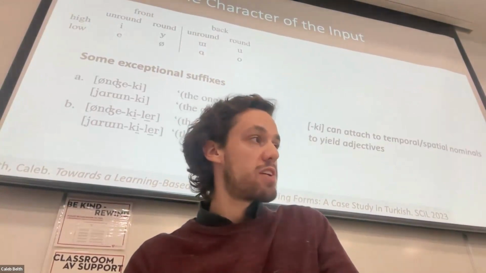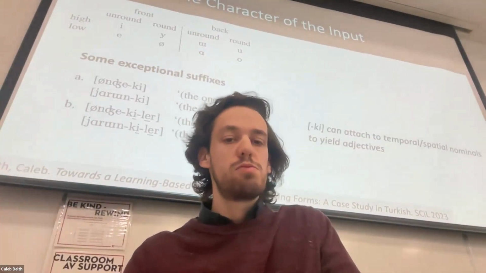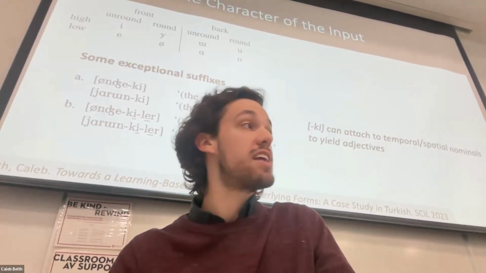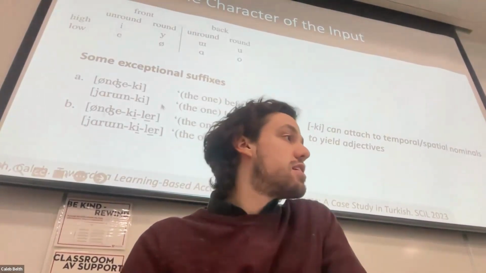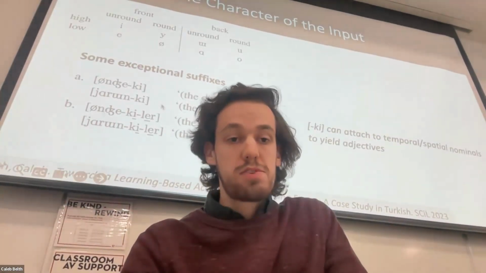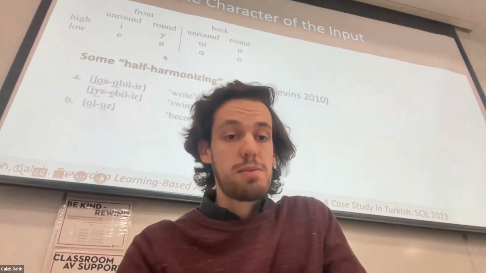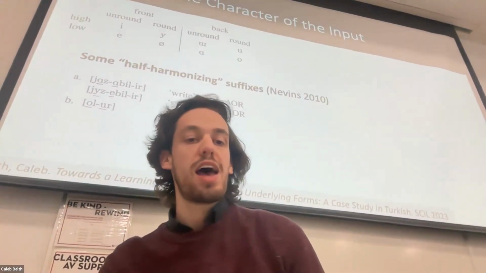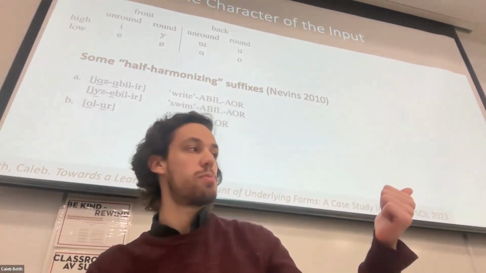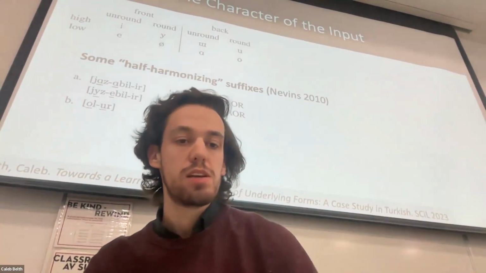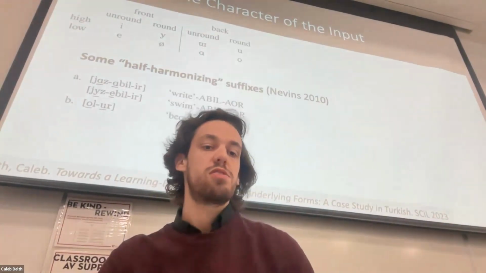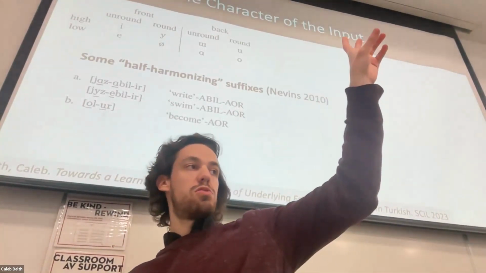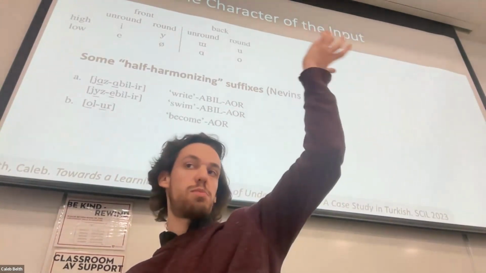But there are some exceptional suffixes. For example, the suffix -ki, which can, I'm told by the literature, attach to temporal or spatial nominals to yield adjectives, doesn't alternate. It's just always -ki, despite the fact that it's a high vowel. And then there are what have sometimes been called half-harmonizing suffixes, because they have two vowels, one of which harmonizes, the other of which doesn't. An example is the habilitative suffix, where the first vowel harmonizes in backness, but the second vowel, like in -ki, doesn't harmonize.